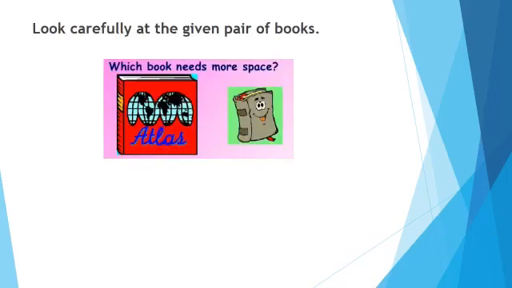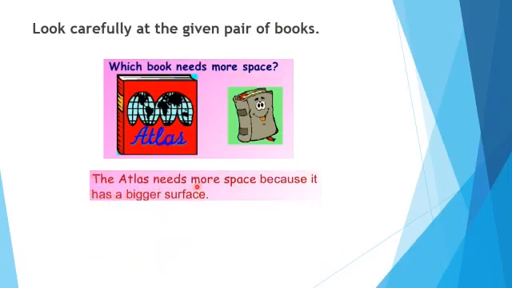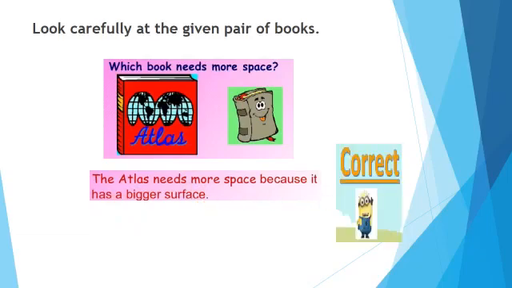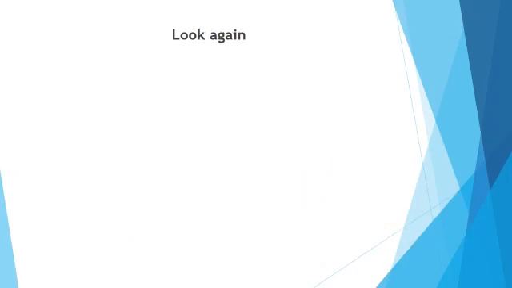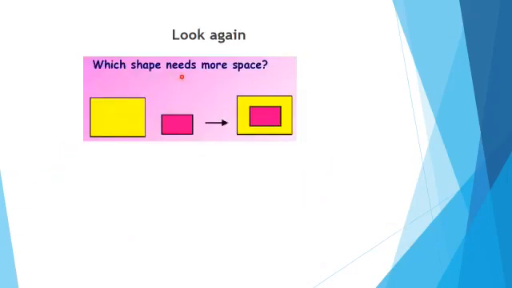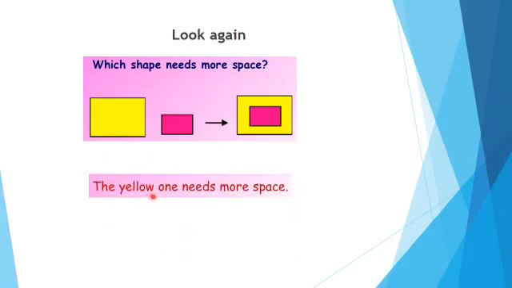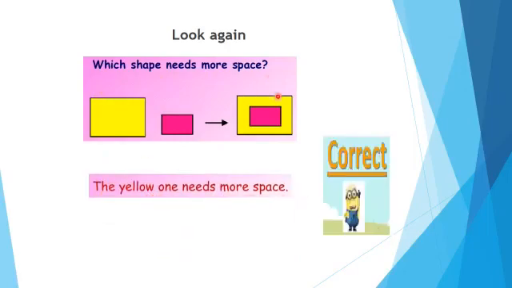Now look carefully at the given pair of books and think for a moment that which book needs more space? Of course, the atlas needs more space because it has a bigger surface. So our answer is correct. Now look again that which shape needs more space? Yes, the yellow one needs more space as it covers more surface.